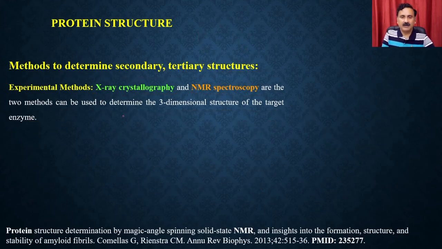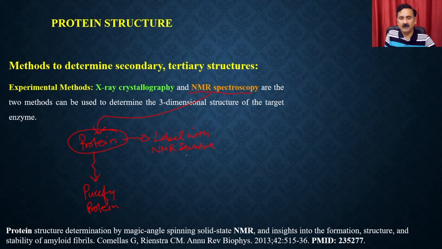Similarly, NMR spectroscopy also has different steps. The first step is you are going to purify the protein, right? And you know that the normal protein we get from bacteria is not labeled and not NMR sensitive. So the first thing is you are going to label the protein with NMR sensitive nuclei, right? For example, you can use nitrogen-14, carbon-14, and you can also use hydrogen like deuterium and so on. Because of that, the purified protein you produce is going to be NMR sensitive, and then you are going to collect the NMR data.